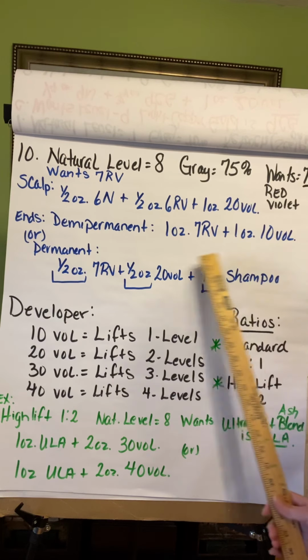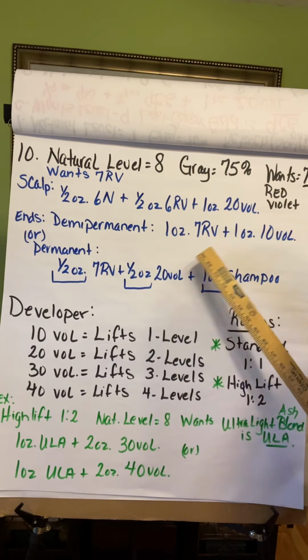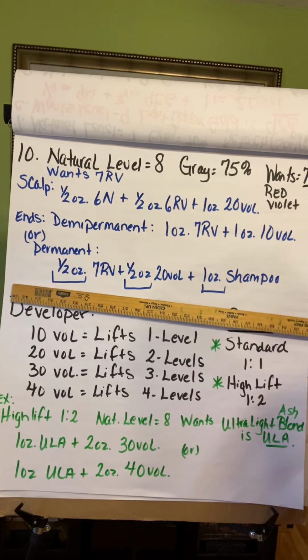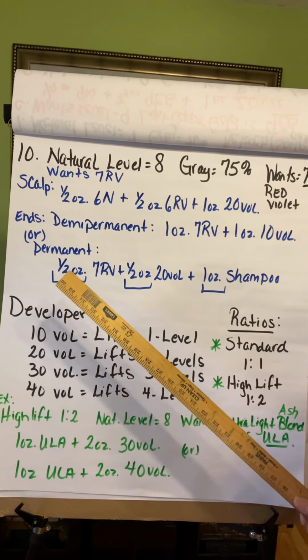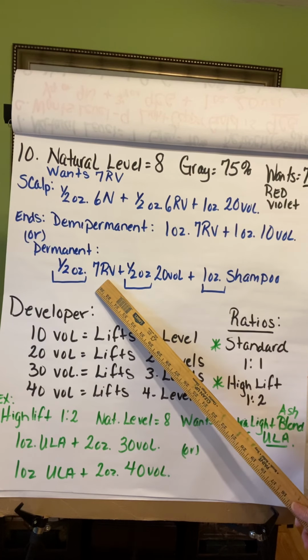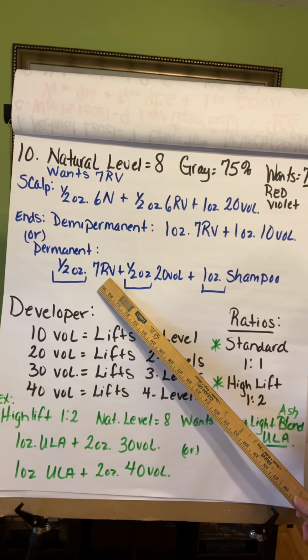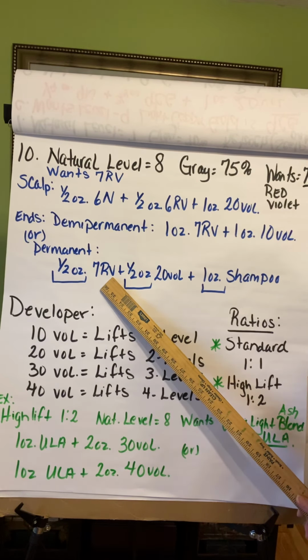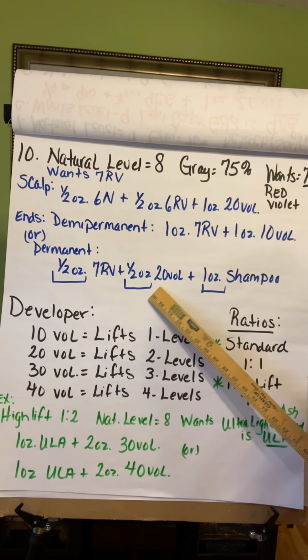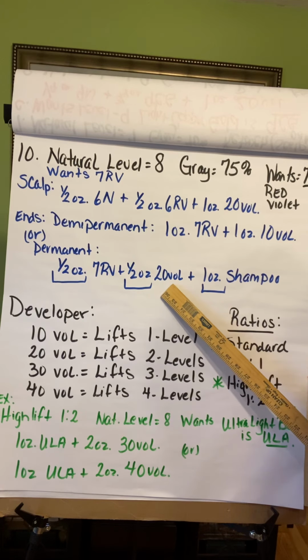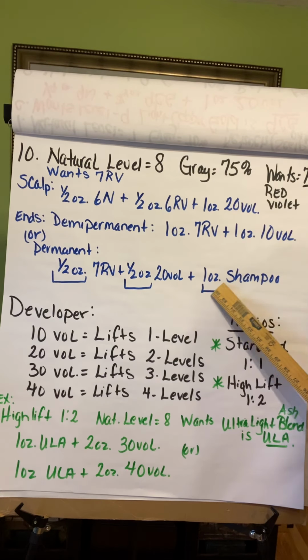Okay. Or if you don't do it that way, you can use permanent hair color, but you have to add the shampoo. So you would put 1/2 an ounce of 7RB because her ends are just faded, right? Her ends are just faded. She's already at a level 7. So all I'm doing is refreshing her ends. So 1/2 an ounce of 7RB plus 1/2 an ounce of 20 volume developer, because I'm using permanent hair color. I'm using her same color formula, plus 1 ounce of shampoo.